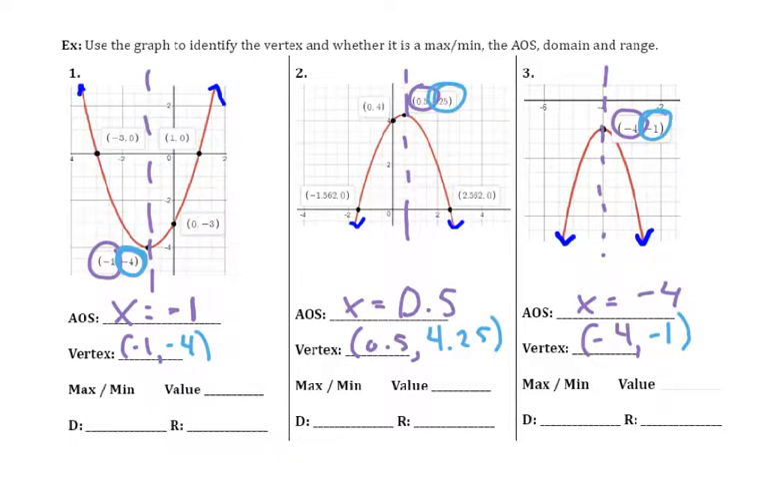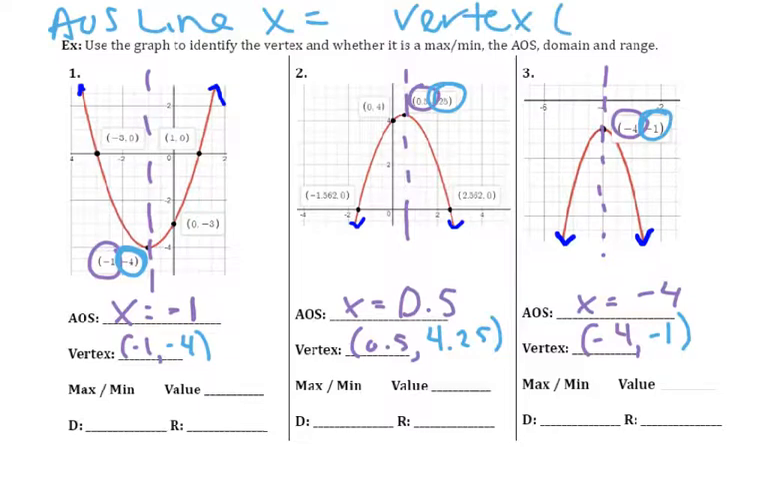So notice the axis of symmetry is a line, and it's x equals. The vertex is an ordered pair, an xy point.